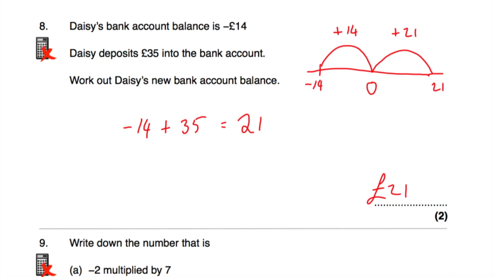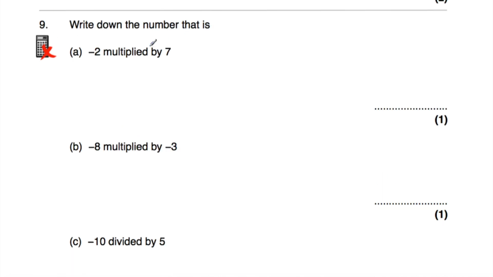Okay, let's have a look at question number 9. Question number 9 says, write down the number that is, and then we've got some questions, A, B, C, and so on. So we've got minus 2 multiplied by 7. So we've got a negative number times a positive number. A negative times a positive is a negative, so our answer will be negative. We know that straight away. Now 2 times 7 is 14, so minus 2 times 7 will be minus 14. Just remember your rules: a positive times a positive is a positive, a positive times a negative is a negative, a negative times a positive is a negative, and a negative times a negative is a positive.